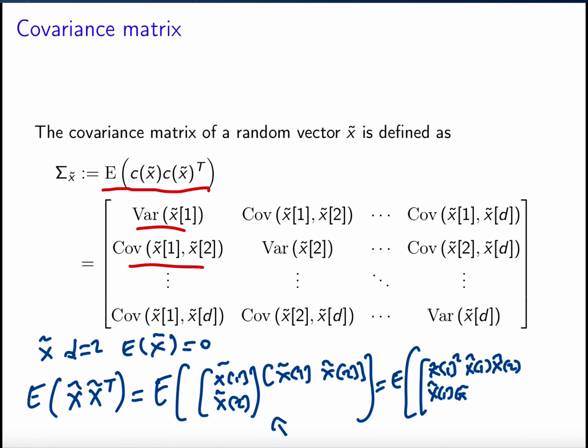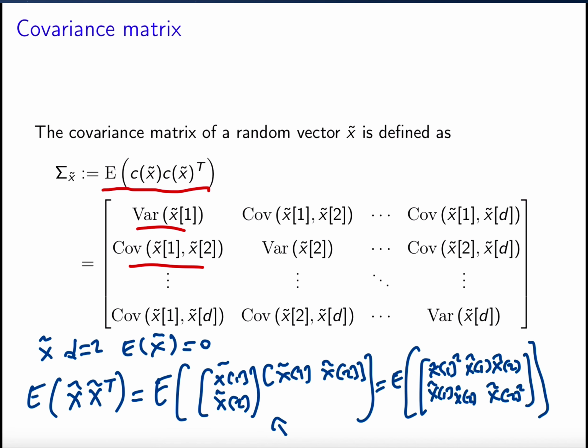x1, x2, oops, sorry, let's see, x1, x2, and the fourth entry is just x2 squared. Okay, so you might want to verify this.